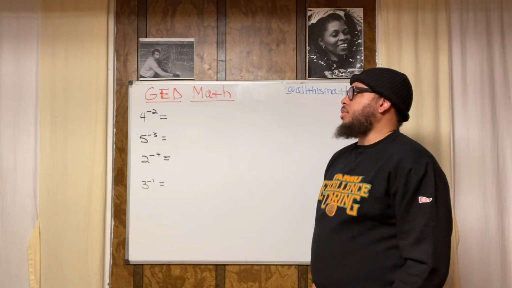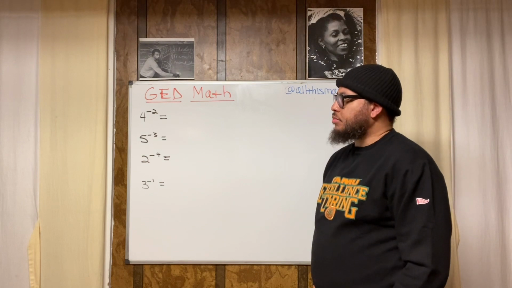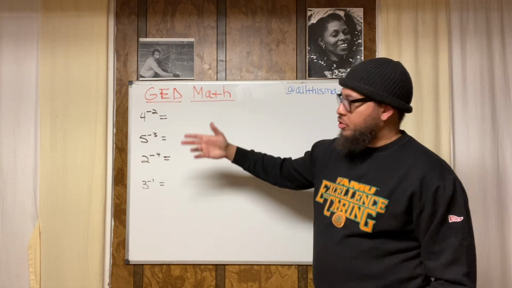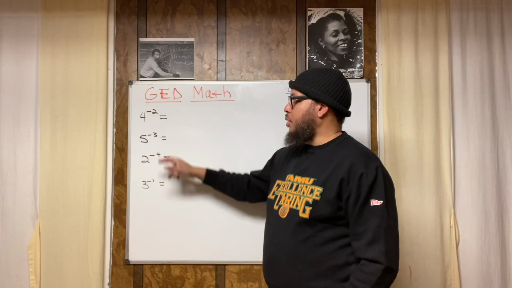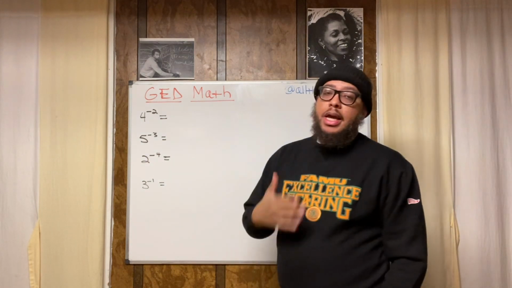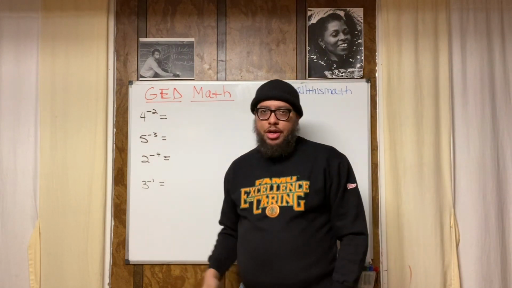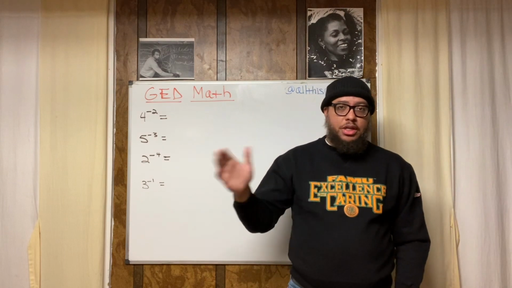All right, so now, the negative exponent rule is like this. We got 4 examples up here: 4 to the negative 2 power, 5 to the negative 3 power, 2 to the negative 4 power, 3 to the negative 1 power. And I want you to learn these rules because a lot of students, and I've encountered this throughout my career, I've been teaching for almost 20 years, right?